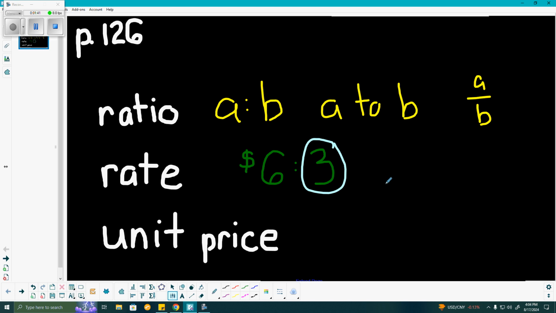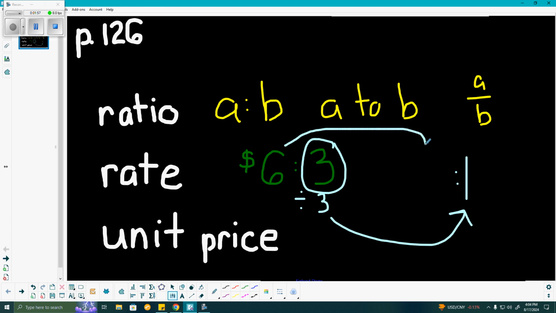So I know that in order to get down to 1 steak, I must say 3 divided by 3 equals 1. Because I have divided one term by a number, I must divide the other one as well by the same number. So 6 divided by 3 is going to be 2. So for 1 steak, it is $2.